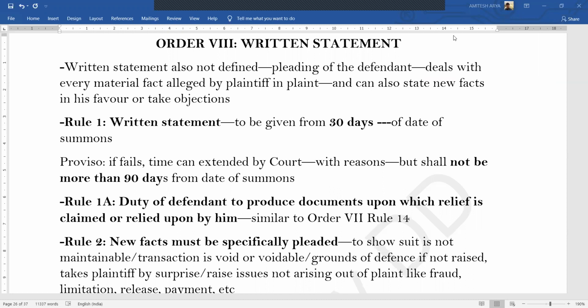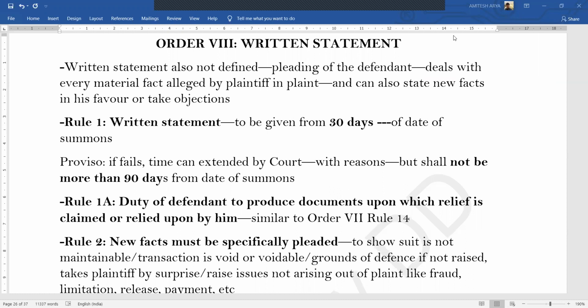However, before that, we'll start off a little bit with written statement, or that is Order 8, because set-off and counterclaim also form a part of the same order. We'll just revise written statement. So first thing, let's start with it. As we had already seen in the last class, it is a pleading of the defendant.